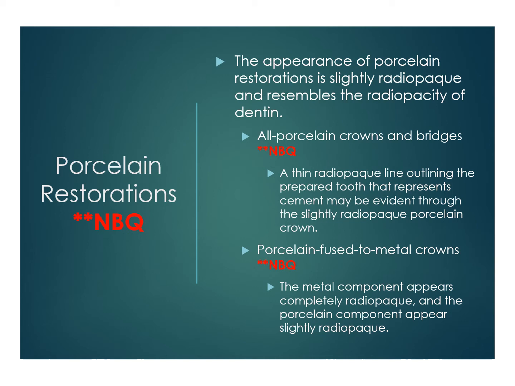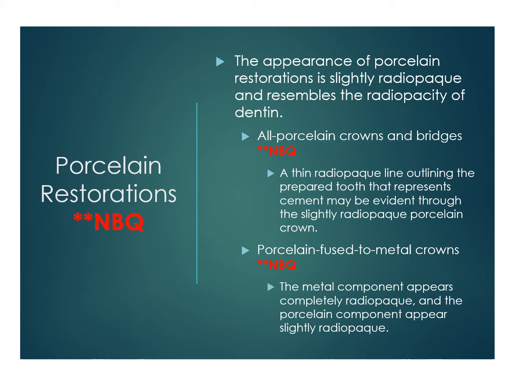So the area that they prep on the tooth, they put that cement down inside because they have to glue the porcelain to the tooth, right? And so they place the cement down and then they place the porcelain on top of it. So when you see an all porcelain crown, it's going to look like dentin. So it's not going to be this bright white structure, but you'll see a very thin white line where the crown meets the prepared tooth.